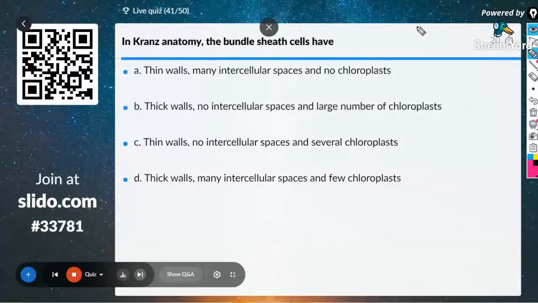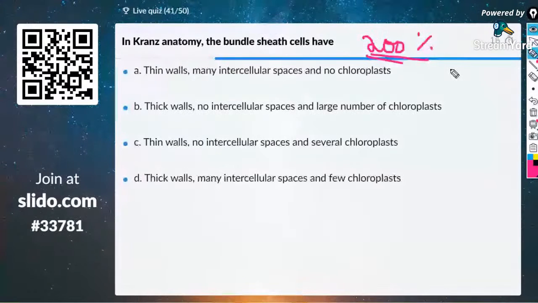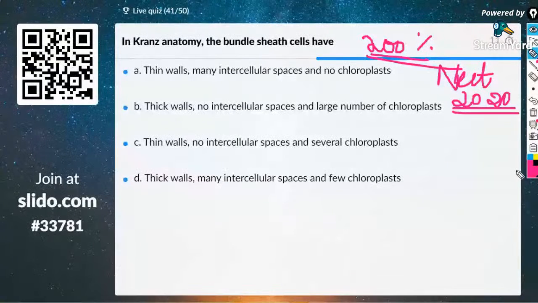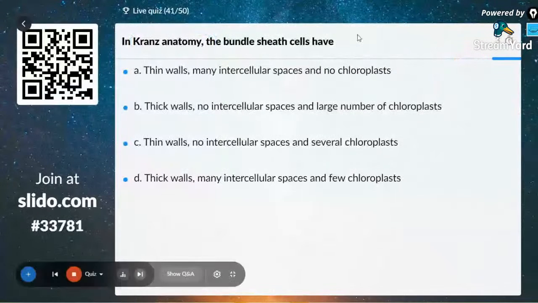200% guaranteed question. 200% my guaranteed MCQ for NEET 2020. Please never miss this question. In Kranz anatomy, the bundle sheath has which type of cells? Never miss this question. This is a very important question for the entire NEET syllabus.